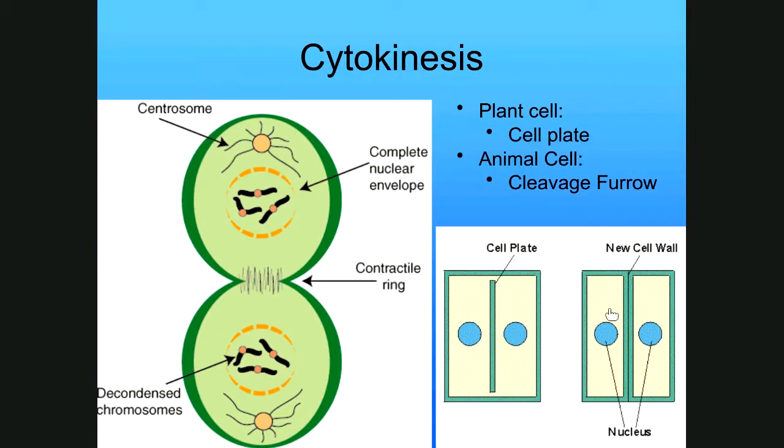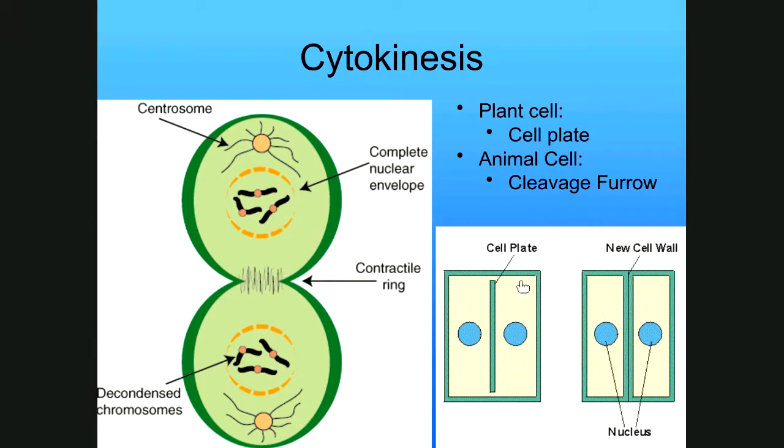Now, cytokinesis, we're going to look at two types of different cells today. We're going to look at an animal cell, and we're going to look at a plant cell. The animal cell has a cleavage furrow, which is right there where the contractile ring is at. So the animal cell kind of pinches in the middle. That's how the animal cell separates in cytokinesis.